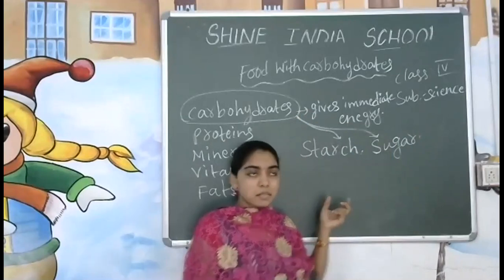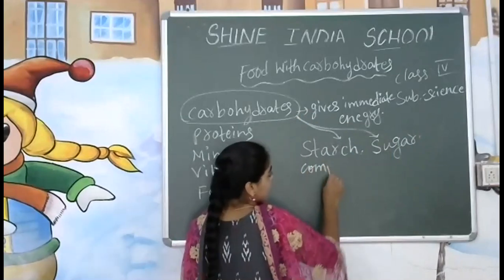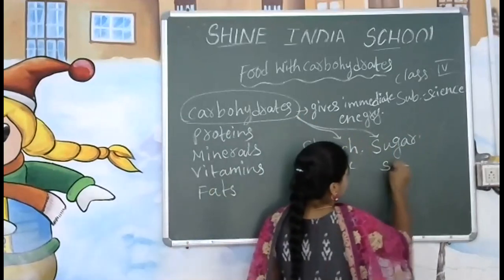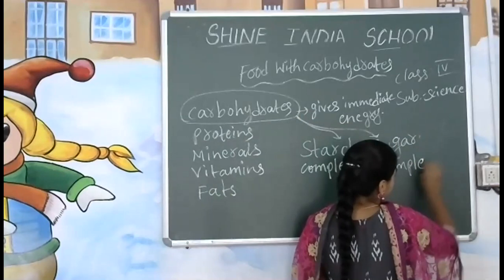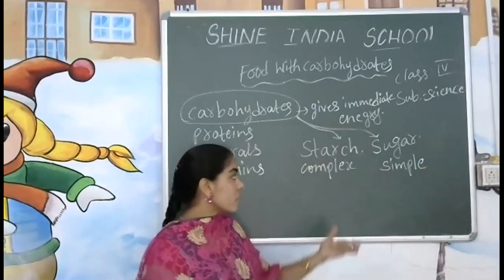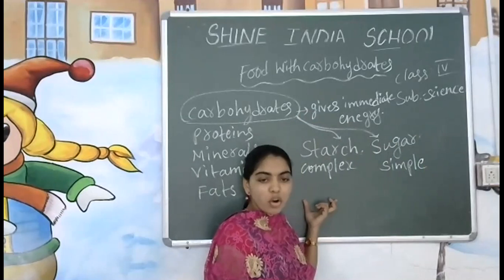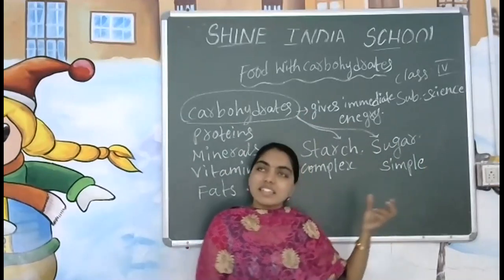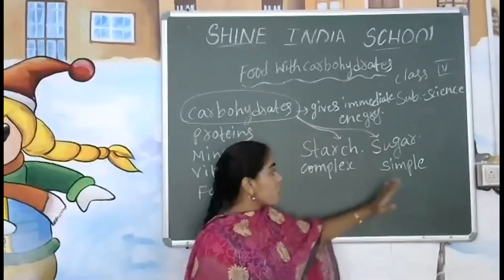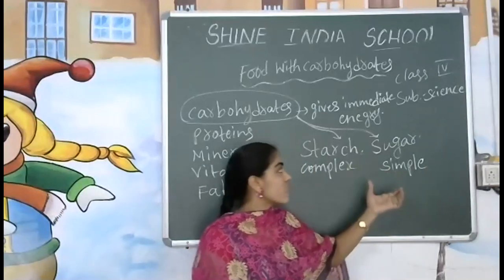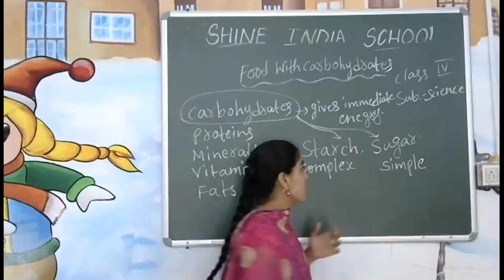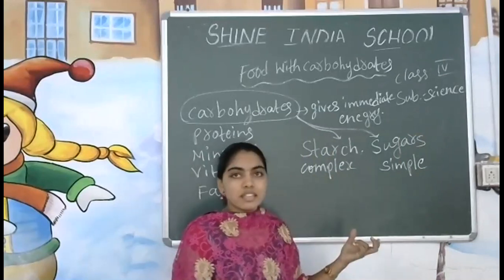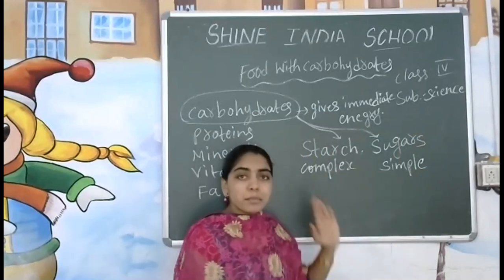Starch is the complex part, and sugar is the simple part. If you take complex carbohydrates, it will take a little bit longer. But if you take simple sugars, we get the energy immediately. So to get immediate energy, we use simple sugars. Why do we use these simple sugars?